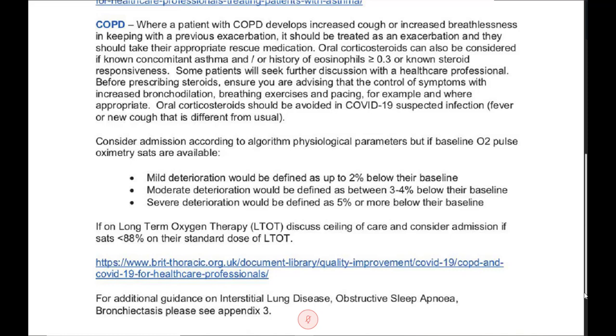So that's the general management of patients with coexisting respiratory disease.